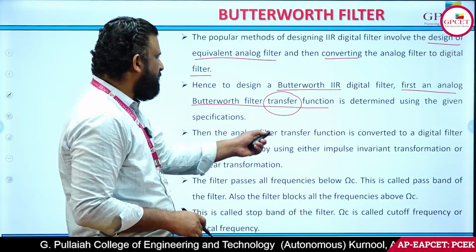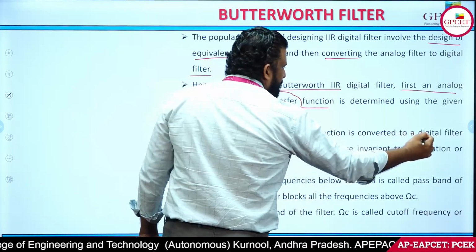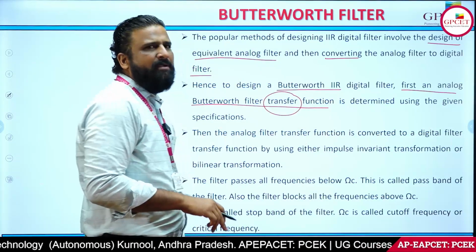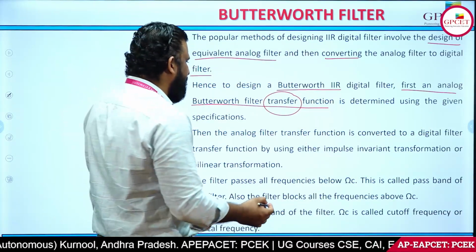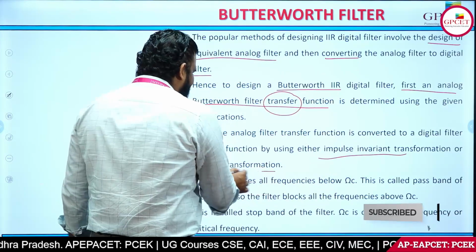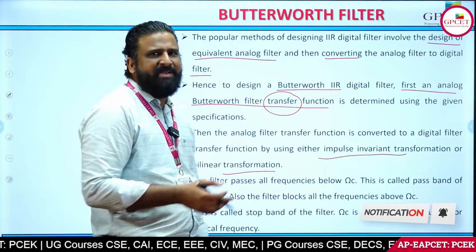For this conversion, from the analog Butterworth transfer function to the digital filter, we have two more techniques: the impulse invariant transformation and the bilinear transformation. Please keep it in mind, we will discuss these two topics in the upcoming sessions.